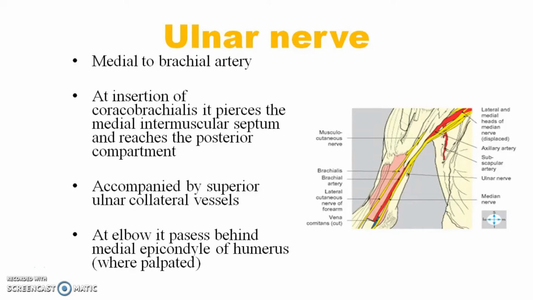I will repeat it again. First, in the upper part, it is related medial to the brachial artery. Then near the insertion of the coracobrachialis muscle, that is the middle of the arm region, it pierces the medial intermuscular septum and reaches the posterior aspect. Later it is accompanied by superior ulnar collateral vessels, and reaching the elbow region, it passes behind the medial epicondyle of humerus, and there you can palpate this nerve clearly.